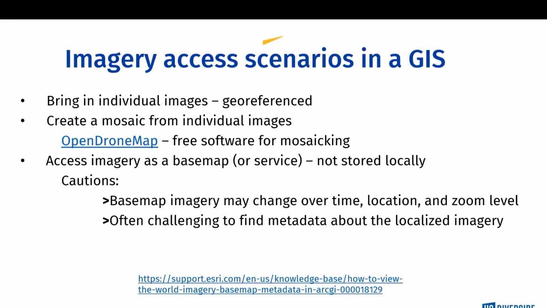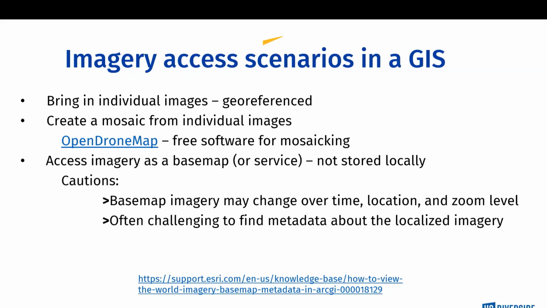You might have a set of individual images that overlap, but you just want to make one big image out of all those individual pieces. So that's called creating a mosaic. And there is software. One's called Open Drone Map. It has the word drone in it, but my understanding is you could use it even for historical aerial photos to mosaic individual images together to make one seamless big image.